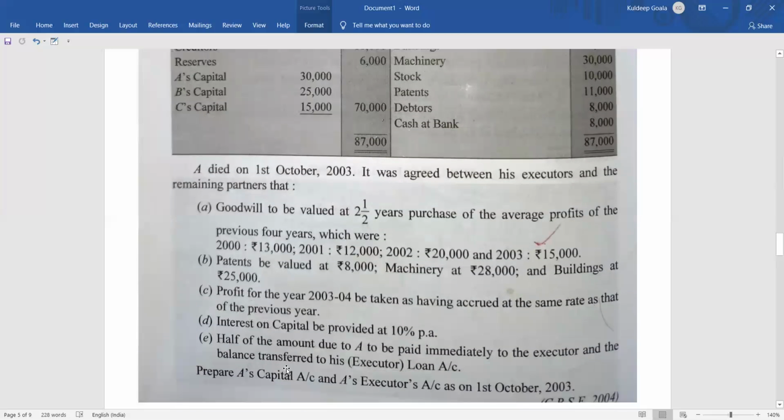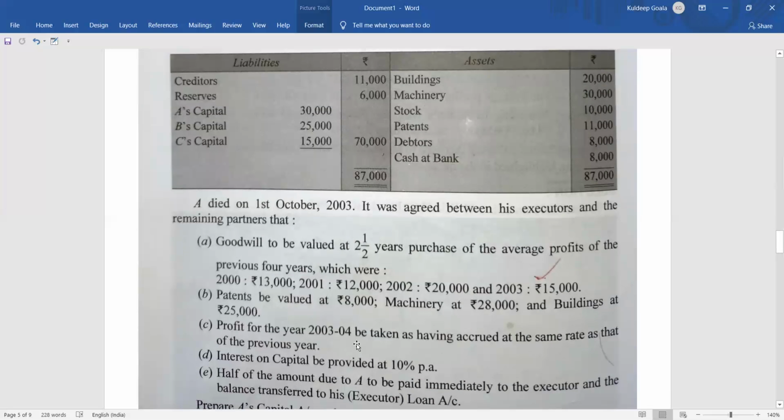Okay. Then half of the amount due to A to be paid immediately to the executor. Half of the amount after balancing will be transferred to the executor in the cash format or bank format, provided we have to see the balance, how much we have. And the balance will be transferred to his executor account. Clear? We are asked to prepare A's capital account as well as the executor account here. So executor account also we'll understand from here.